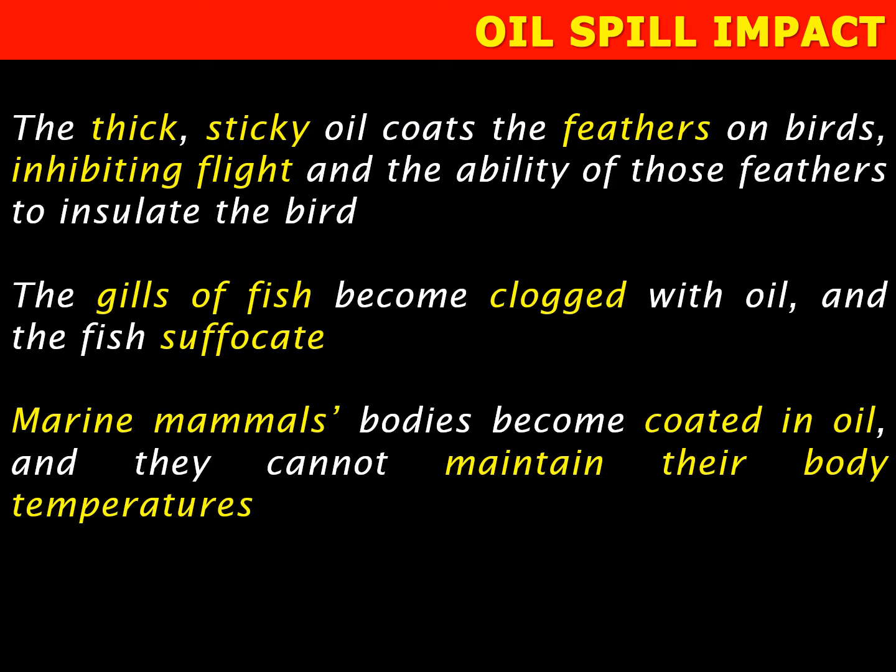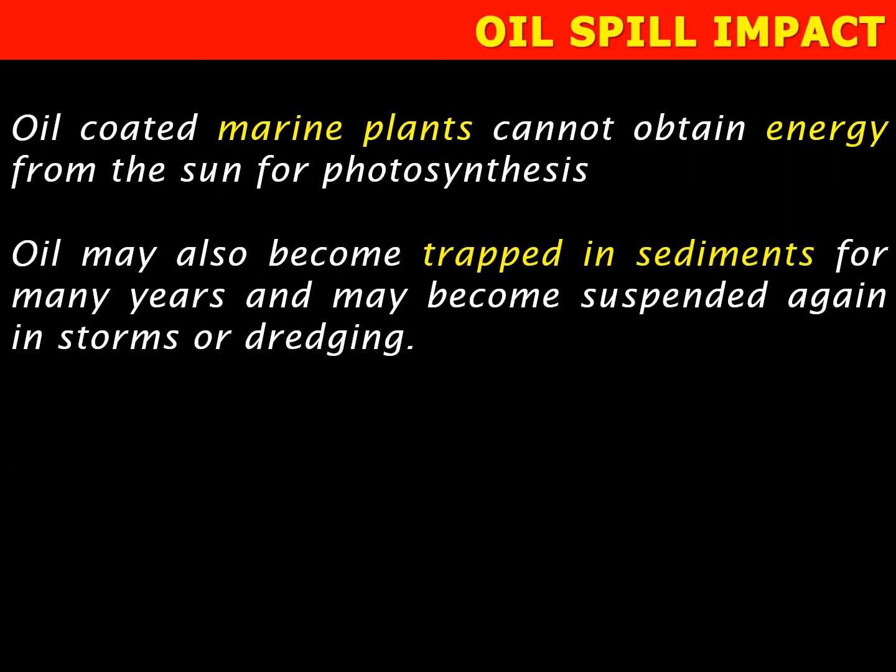The thick, sticky oil coats the feathers on birds, inhibiting flight and the ability of those feathers to insulate the bird. The gills of fish become clogged with oil, and the fish suffocate. Marine mammals' bodies become coated in oil, and they cannot maintain their body temperatures. Oil-coated marine plants cannot obtain energy from the sun for photosynthesis. Oil may also become trapped in sediments for many years, and may become suspended again in storms or dredging.